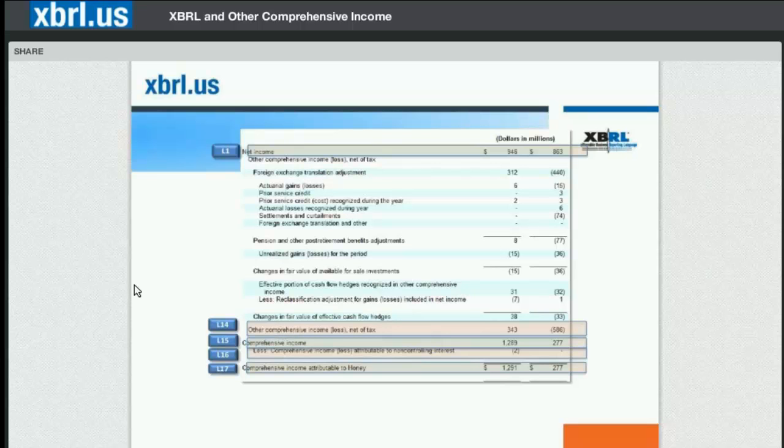L14 is the sum of OCI for the period, which is also net of tax before non-controlling interests are deducted. L15 is the sum of L1 and L14. L16 is the portion attributable to the non-controlling interest that's in L15, and L17 is the comprehensive income attributable to the parent, which once again is the sum of net income plus comprehensive income, less non-controlling interest.